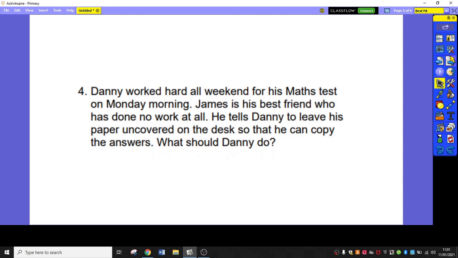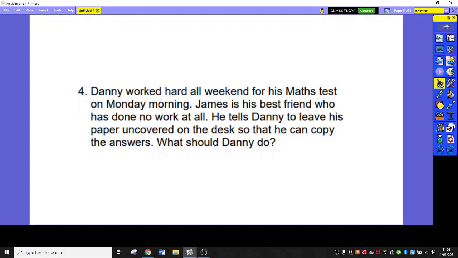Scenario number 4. Danny worked hard all weekend for his maths test on Monday morning. James is his best friend who's done no work at all. He tells Danny to leave his paper uncovered on the desk so he can copy the answers. What should Danny do? So again, what are the risks? What are the risks perhaps you might want to think about for Danny? What are the risks for James? And then for the second part, what should Danny do? And again, if you need some time, just pause the video.